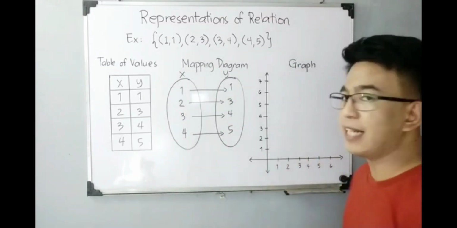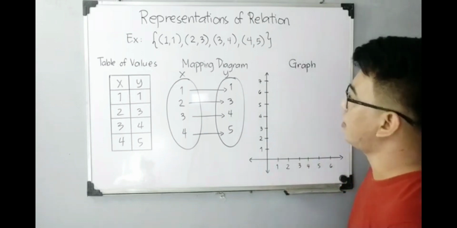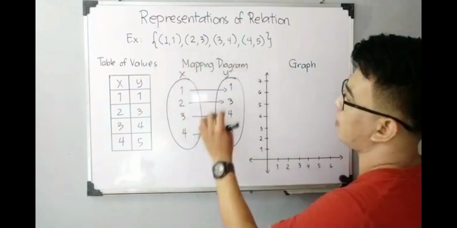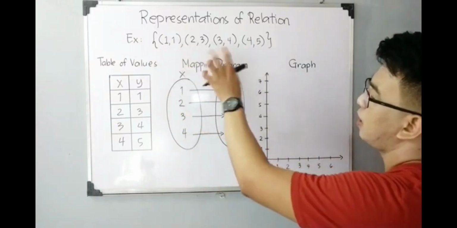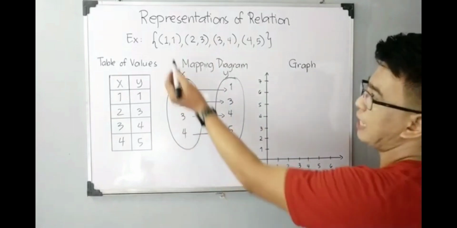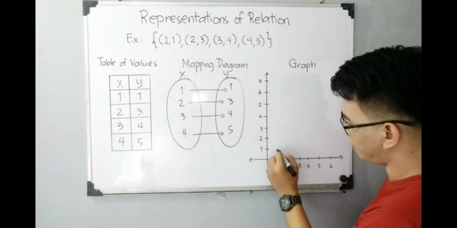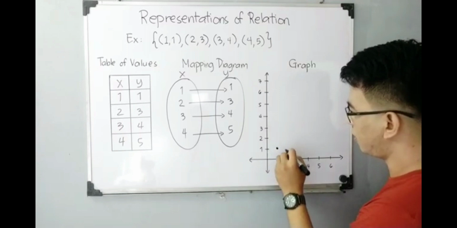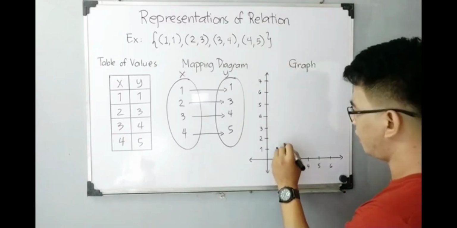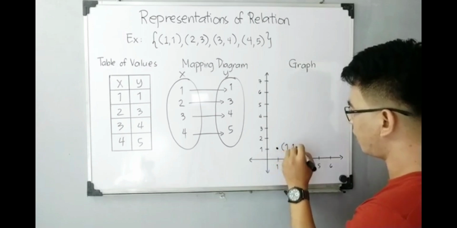And for the last way on how to represent a relation is by the graph. Since tayo ay naka-ordered pair, we can plot these points. We can plot this ordered pair and makakapag-create tayo ng points. Let's have (1, 1). Ito siya. This is your (1, 1). Okay? So, lagyan natin yung coordinates (1, 1).